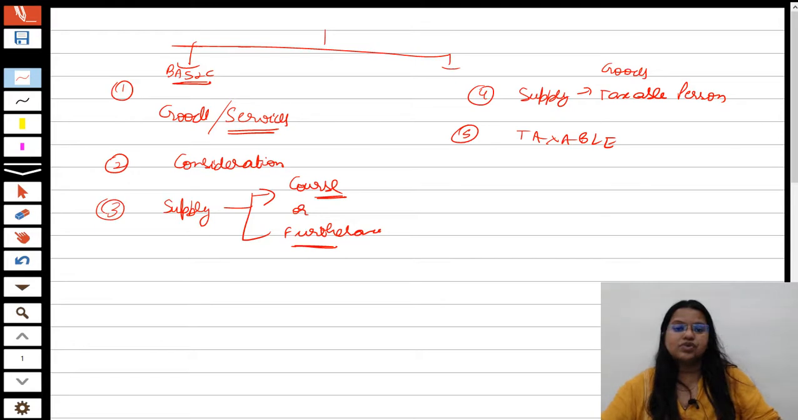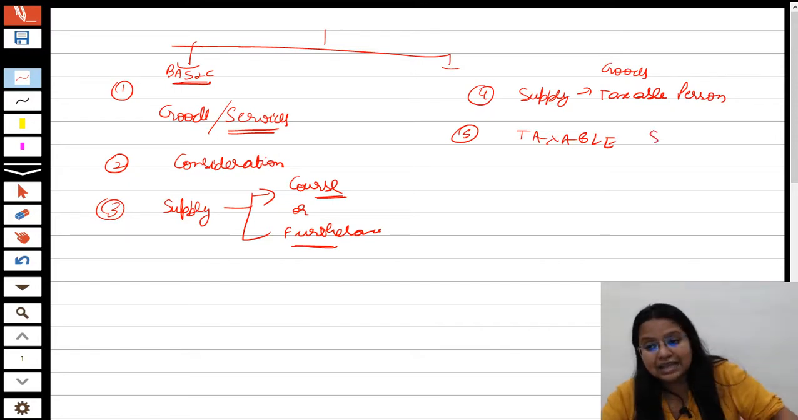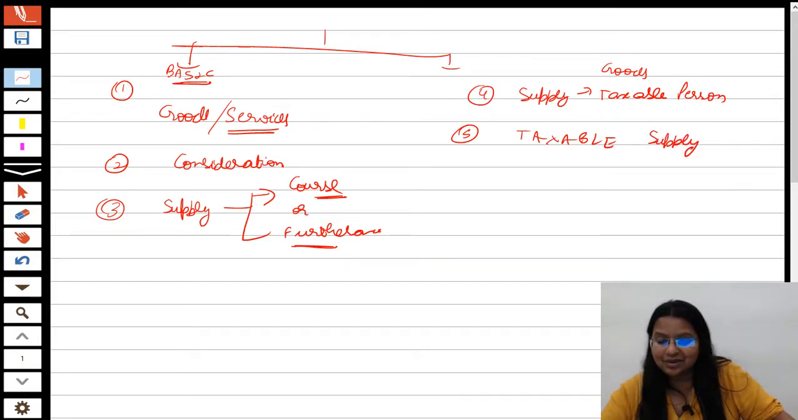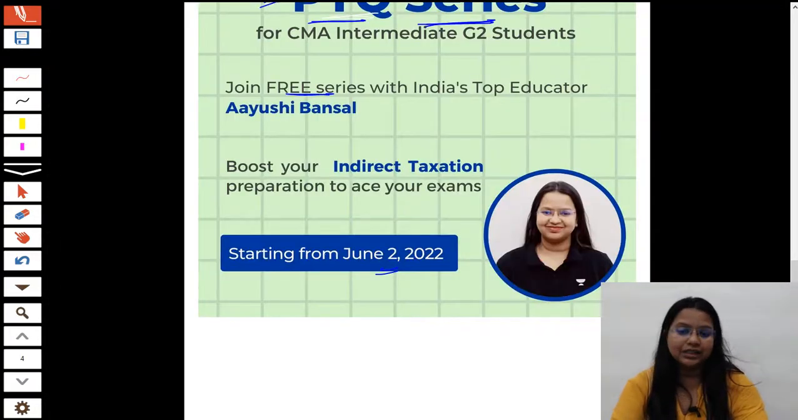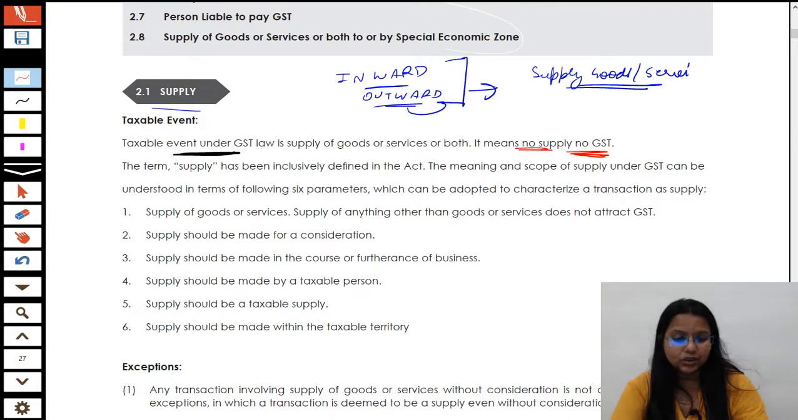For example, students, we all know that on alcoholic liquor for human consumption there is no GST, and even in the case of petrol, high-speed diesel, and aviation turbine fuel, till now there is no GST. So supply must be of a taxable supply, not of a non-taxable supply. Okay, so I hope you got these points. If there is any query, you can ask me. Have you got any query in these points? I hope there is no query.